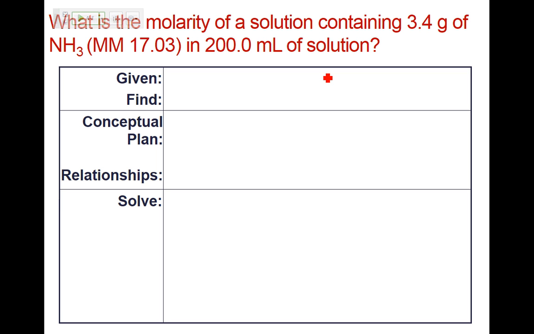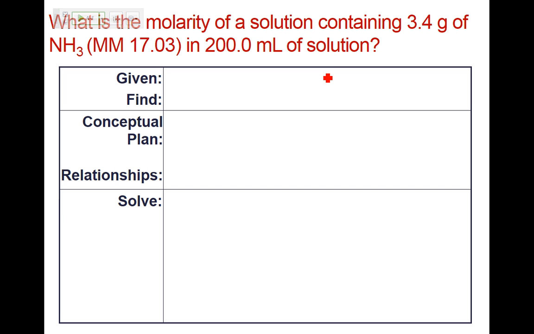So let's look at this one. Why do I have this one? Oh, so in this case, the volume of our solution is given to us in milliliters. So again, for this one, we're going to have to do some converting. We can't just take 3.4 grams of our solute and divide it by 200 milliliters. That's not our definition for molarity.